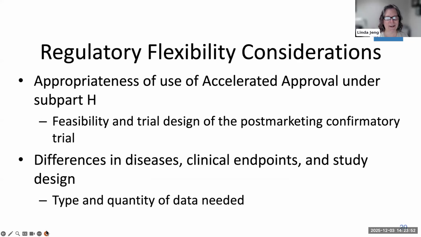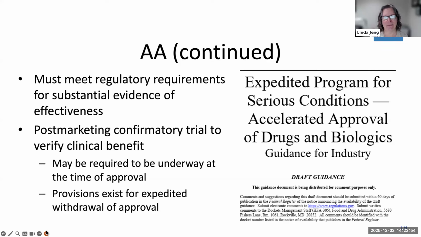You can refer to the expedited programs for serious conditions, accelerated approvals of drugs and biologics guidance, and that's referenced here on the right. Next slide.